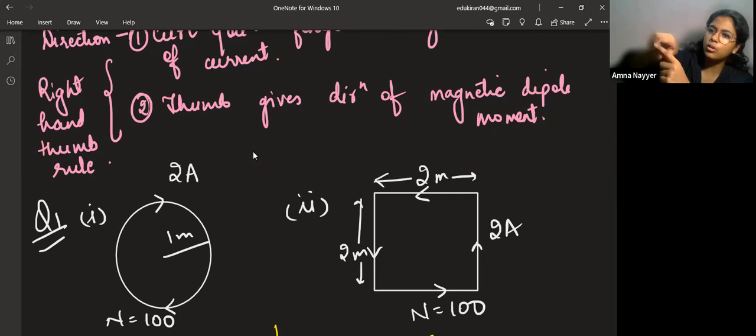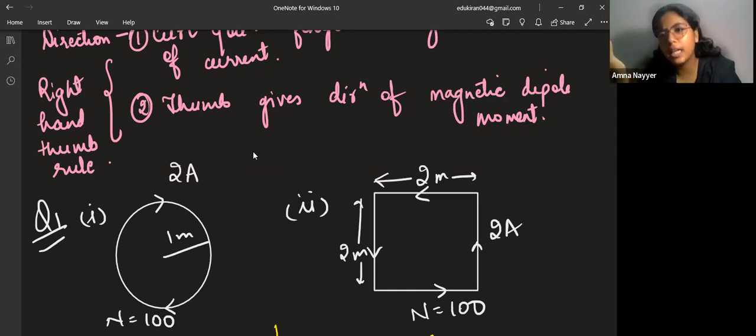This is how the fingers are moving clockwise. So where is the thumb pointing? Thumb is pointing inwards. That gives the direction of magnetic moment also. That was the direction of magnetic field. This is the direction of magnetic dipole. For the second figure, quickly tell me in the chat column what should be the direction of magnetic dipole moment.